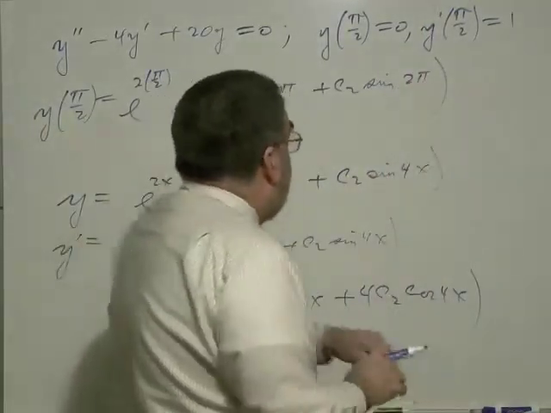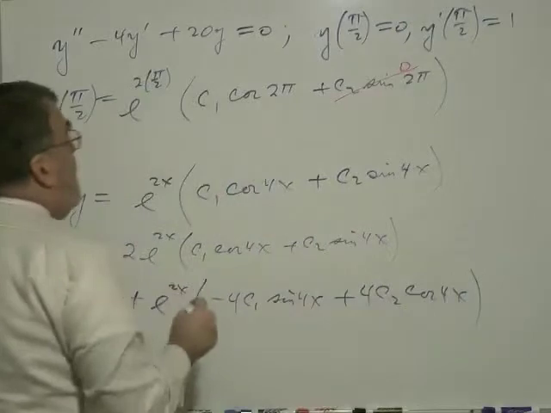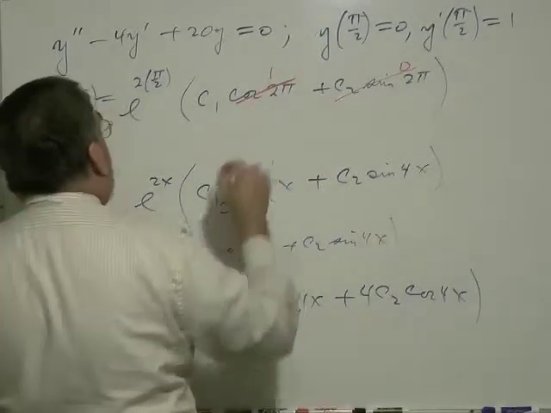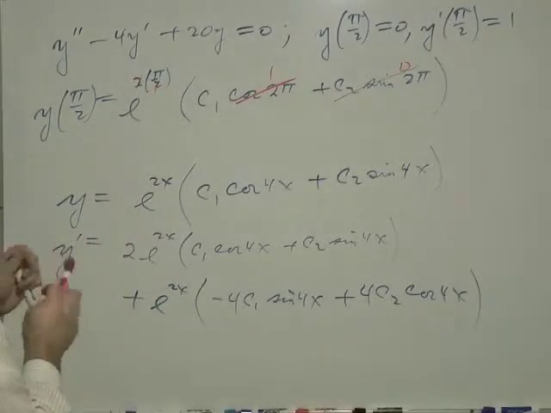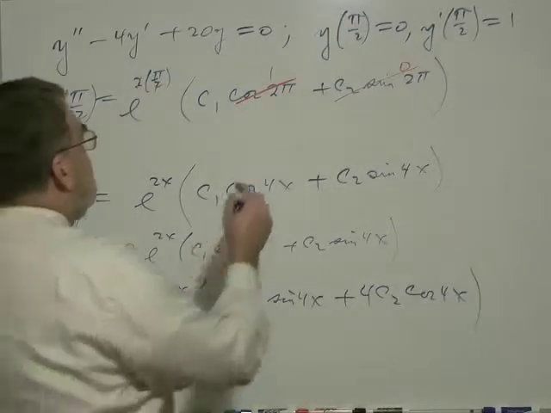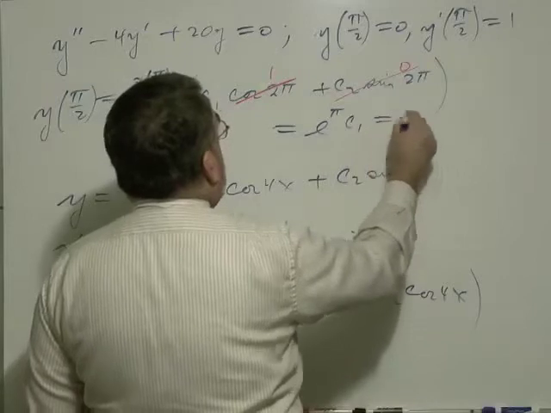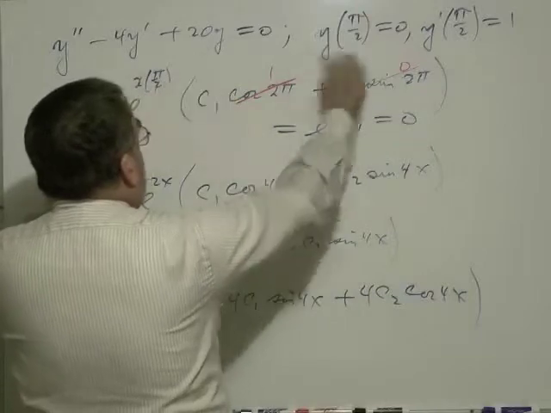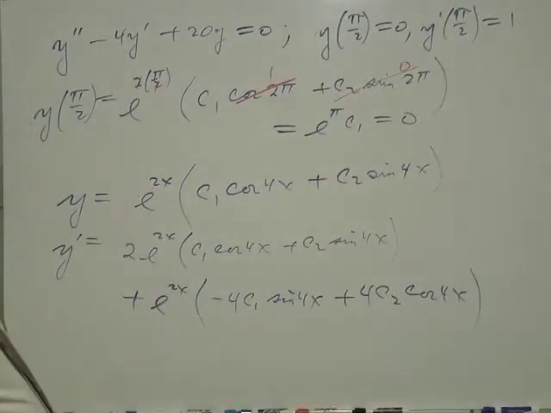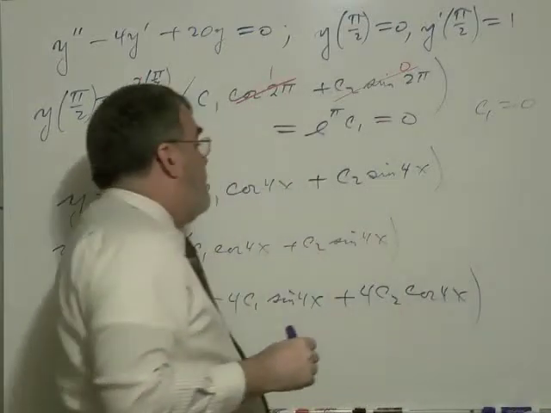Well, some nice things happen here. Sine of 2 pi is 0, and cosine of 2 pi is 1. And here the 2's cancel. So I have e to the pi times C1 equals 0. Remember that y of pi over 2 is equal to 0, so this whole mess equals 0. Well, e to the pi is a number. I don't know what it is, but it's a number, times C1. That means that C1 is equal to 0.